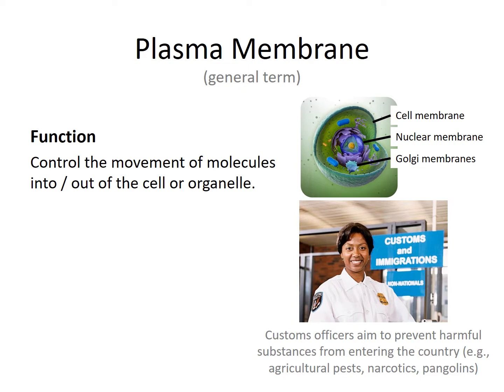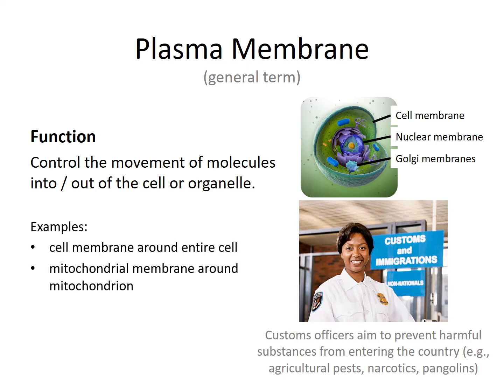In this way, the plasma membrane acts similar to a customs and immigration officer, which might try to control the movement of substances entering or leaving a country. Some example plasma membranes are the cell membrane, which surrounds an entire cell, or a mitochondrial membrane, which surrounds a mitochondrion, the nuclear membrane surrounding the nucleus, the multiple plasma membranes of the Golgi apparatus, the membrane surrounding a lysosome, etc.